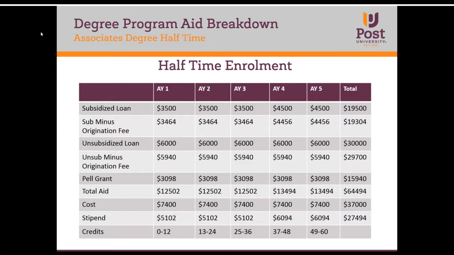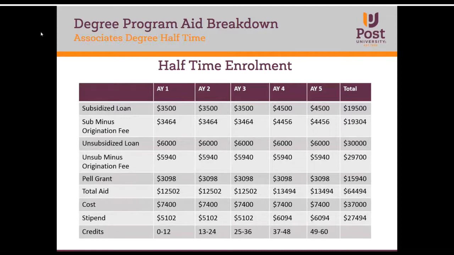Again, we look at the subsidized loan and we can see the unsub minus the origination fee. You're losing about $60 to the loan servicer on those. Your Pell Grant for a half-time student is $3,098. So in your first term, you're bringing in a little over $12,000 in aid with a total cost of $7,400, and you'll be seeing about $5,102 in stipends.